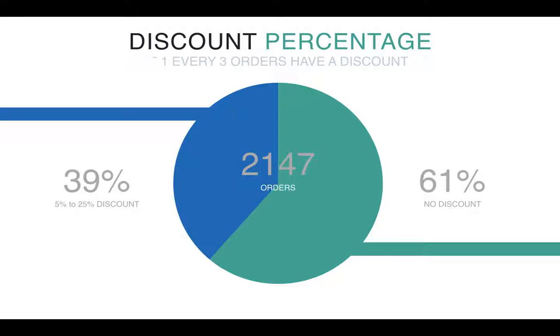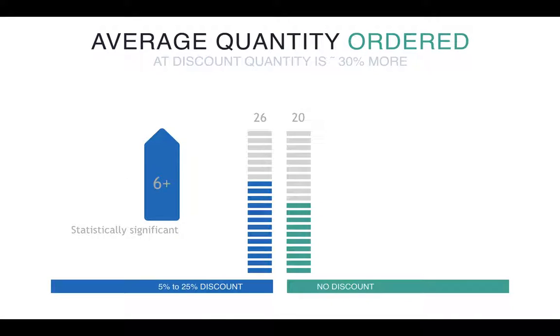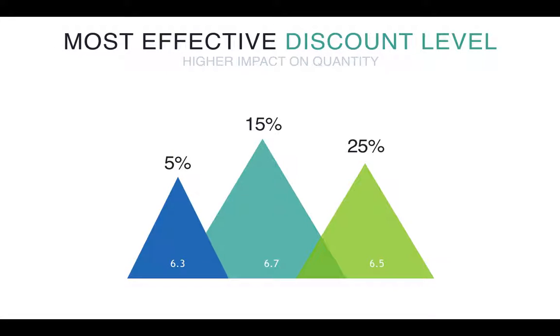For our first hypothesis, we want to see if discount affects the quantity ordered, and if so, at what levels. We looked at the data that we have, and we can see that there are 2,147 orders, and about every 3 orders have a discount applied. With our statistical testing, we could see that, on average, orders with discounts between 5 and 25% are bringing about 6 more products. And this difference of 6 extra products is statistically significant. So we can say that discount does have an effect on quantity ordered, regardless of the discount level.